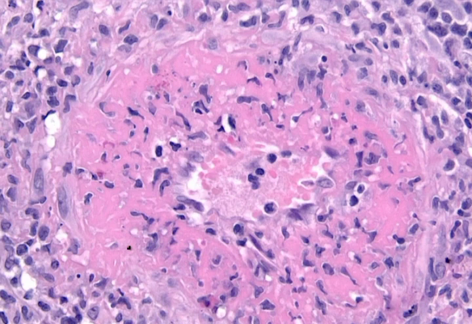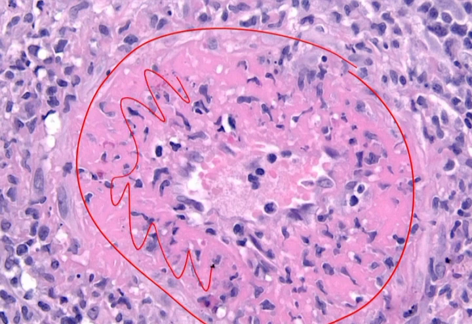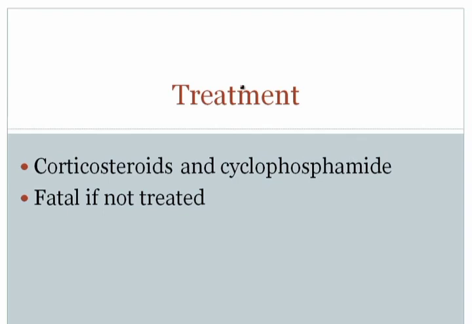And remember that fibrinoid necrosis histologically has a very pink look to it. I call it the highlighter pink color of the vessel wall. And so here you've got this vessel wall, and you've got all this pink in the wall, and that represents fibrinoid necrosis. The treatment of this disorder would be corticosteroids or cyclophosphamide, and if it's not treated, it's fatal.